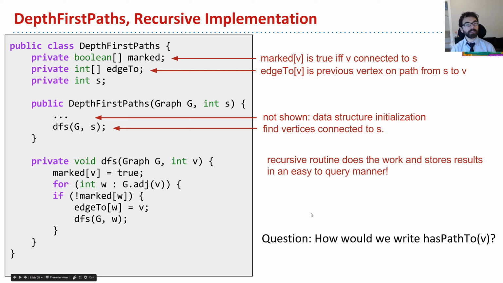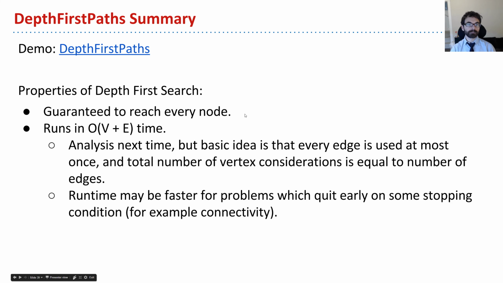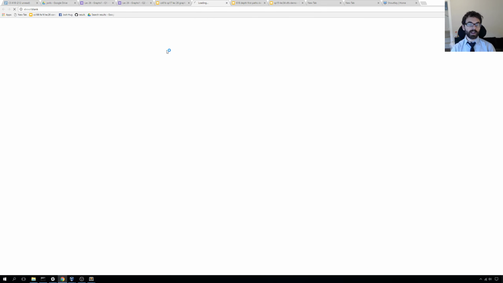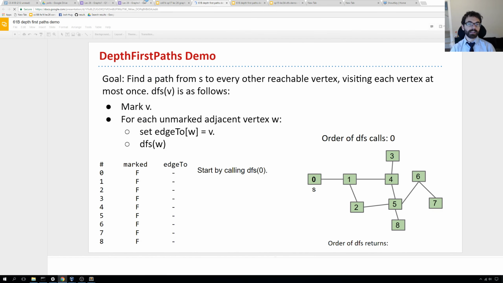Okay, someone says, has-path-to 5, what do you do? Well, you simply return the 5th element of marked. How about path-to, or like give me a path to it? In that case, we'd have to do a little more work. And so, again, here's that little demo I just showed. It's on the slide, so look, here it is.